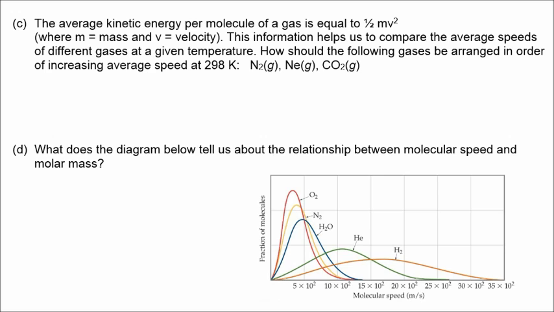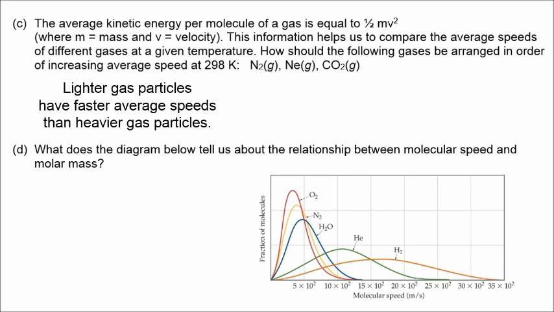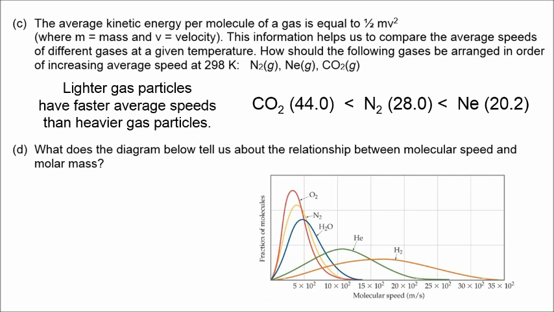Part C. This information about the kinetic energy equal to 1/2 mv squared helps us to compare the average speeds of different gases. We've already talked about this earlier, that lighter particles travel at faster average speeds than heavier particles. So for us to arrange these 3 gases in order of increasing average speed, we should start with the heaviest and end with the lightest. So carbon dioxide is the heaviest and neon is the lightest. So we put them in that order from slowest to fastest.